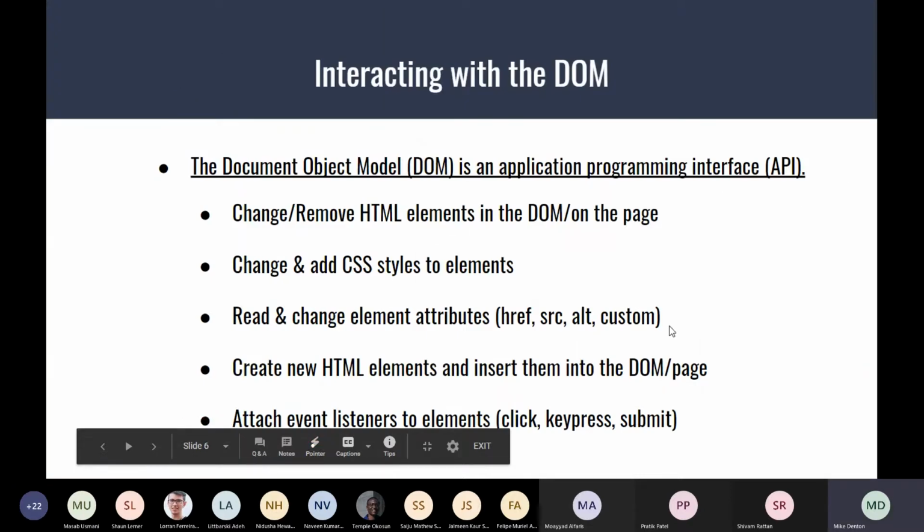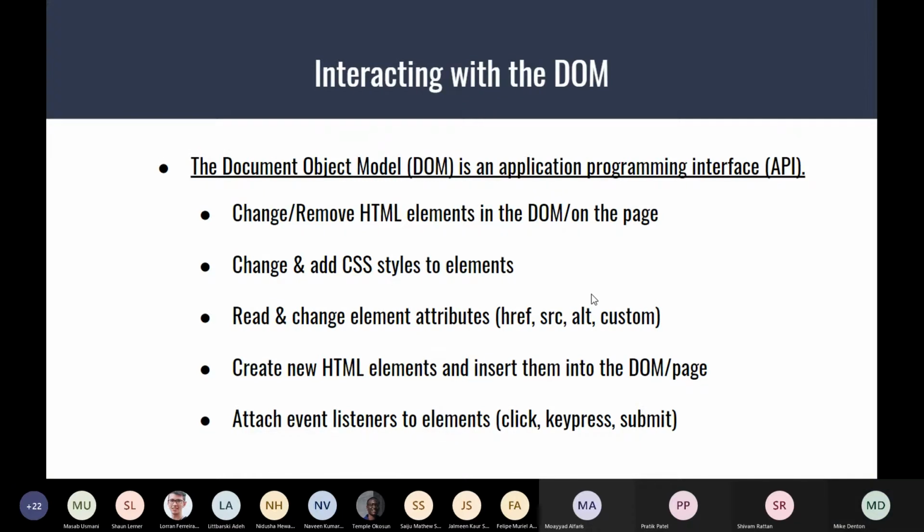So if we want to interact with this DOM, this document object model, as the window is an API or an interface, so is the document object model. API stands for Application Programming Interface, which has all those methods and properties built onto them, right? So when we learn this one particularly, there's a lot to this one as well. This one can allow you to change and remove those HTML elements in the page. You can change and add styles to elements.